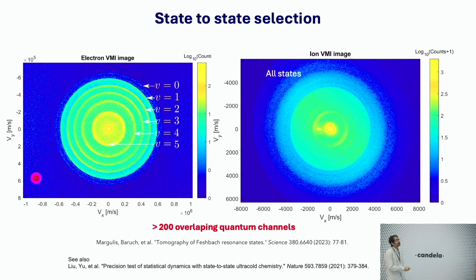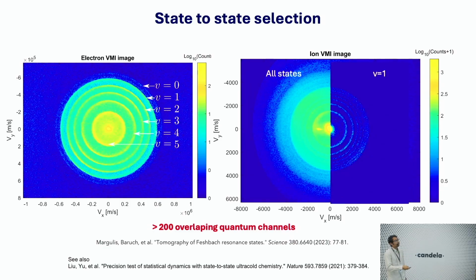So here you see the electron-side velocity map imaging, and this beautiful ring that you see is really the vibrational levels of H2+ molecules. And this is a really dirty picture of all the states that coincide in our ionic VMI image. So this is almost 200 overlapping quantum channels. But with the help of the coincidence, we can really look at only one state. So you can look at v=1, v=2, and do all this in a state-selective manner. So this really cleans up the picture for us.